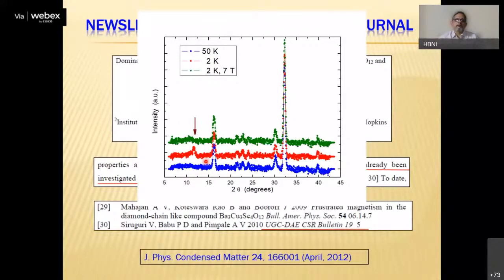This pattern is at some temperature, 50 Kelvin, and at 2 Kelvin it shows up a certain ordering, which is called antiferromagnetic ordering, which is observable only through neutron diffraction. Those of you who have undergone classes in neutron diffraction would appreciate this. And then when you superimpose an external magnetic field, this particular ordering gets suppressed. This was only one figure which was published in our newsletter. And then, of course, later we published a full paper in 2012. And it so happened both this paper as well as the earlier paper appeared within a few days of each other.